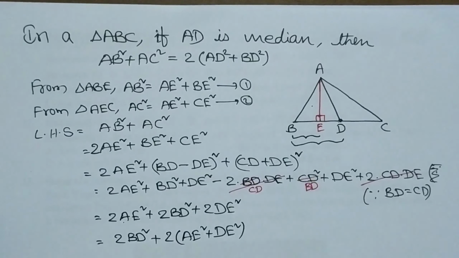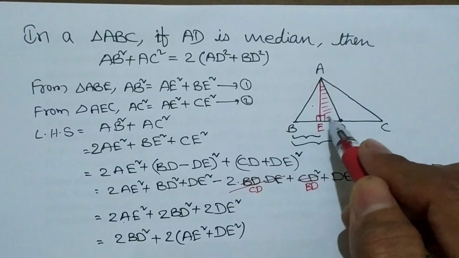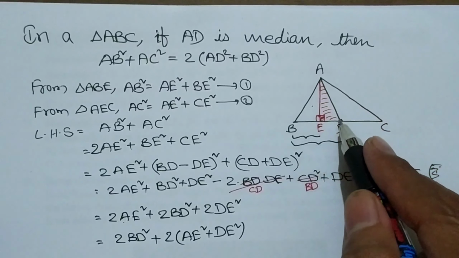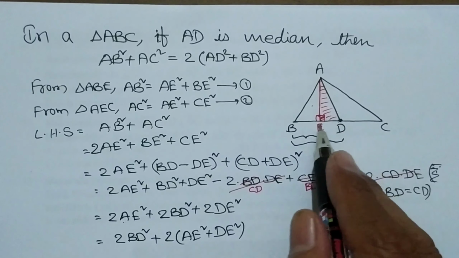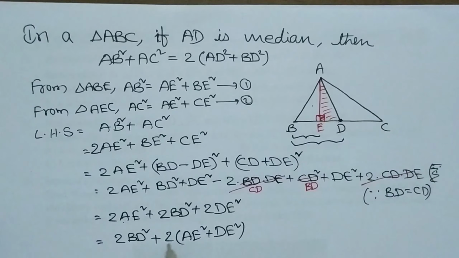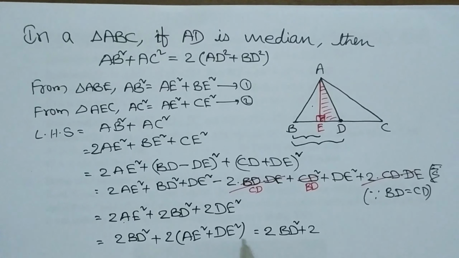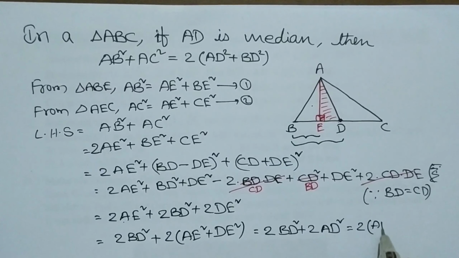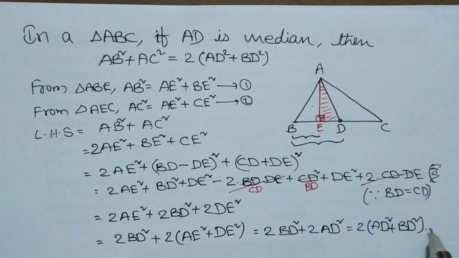Now compare this with the triangle ADE. From triangle ADE, this is also a right angle triangle at E. Now AD square is equal to AE square plus DE square. That means AE square plus DE square can be replaced with AD square. So here I am writing 2 times BD square plus 2 times AD square. So finally it is 2 into, let us write AD square first, AD square plus BD square. So this is the RHS.